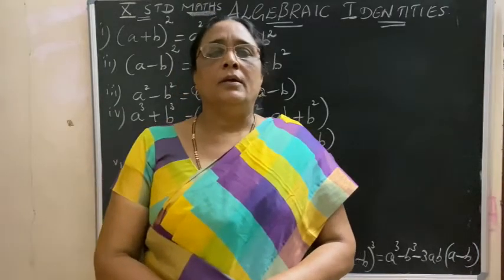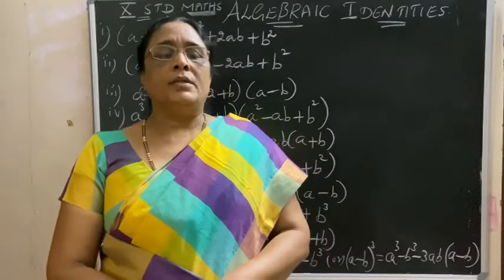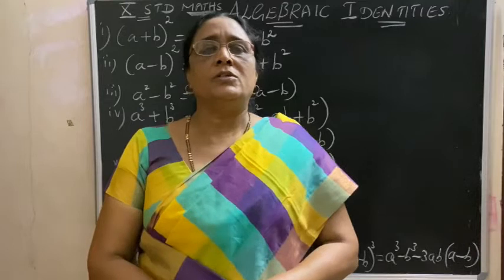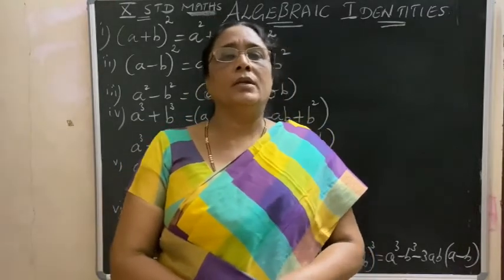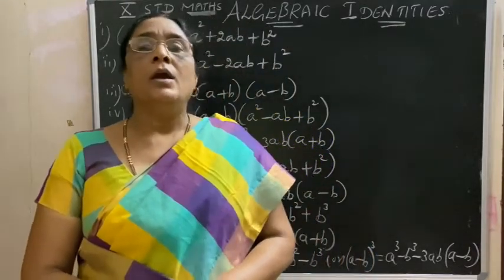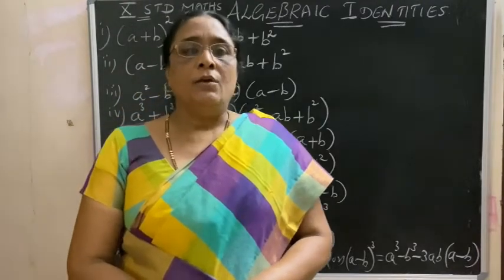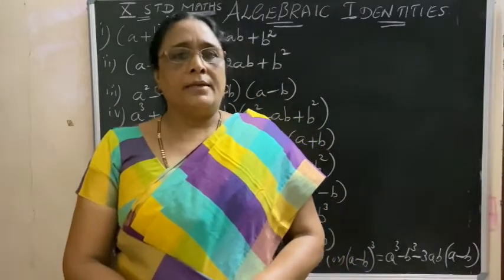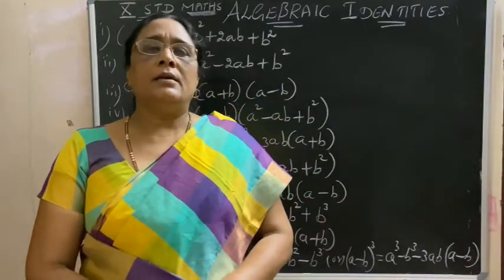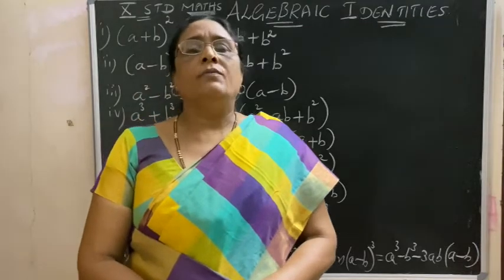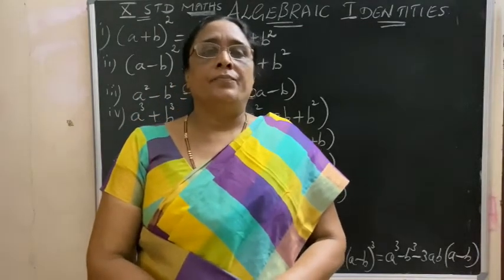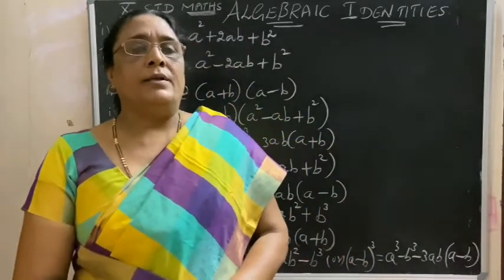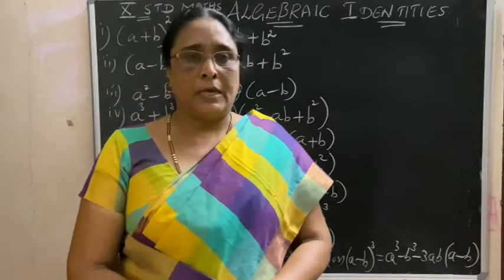Just recall that. Why are we recalling it? If you know the identities, then when any expression or quadratic polynomial is given to you, you can identify whether it is a quadratic polynomial or an algebraic identity. Using those identities, you can find the factors, and after that we can find the GCD or LCM of the given expressions.